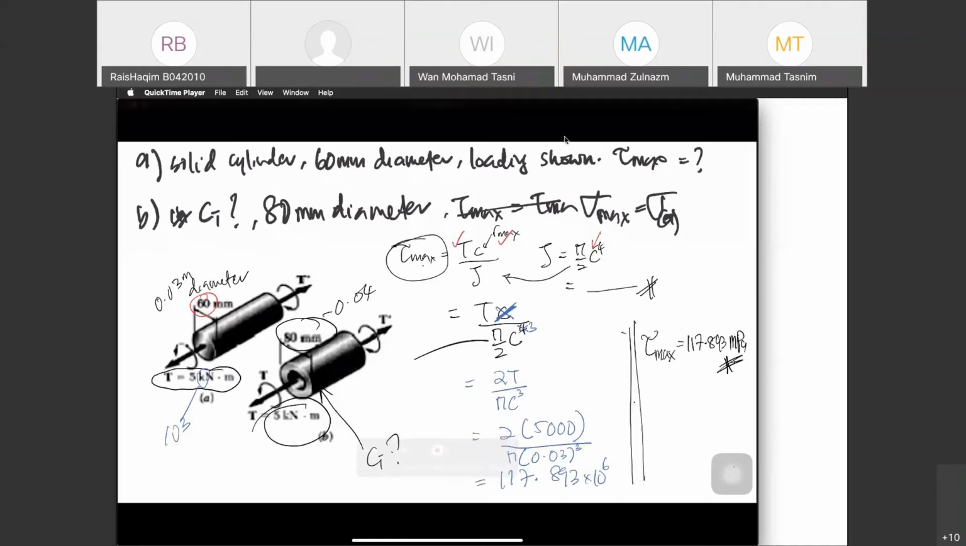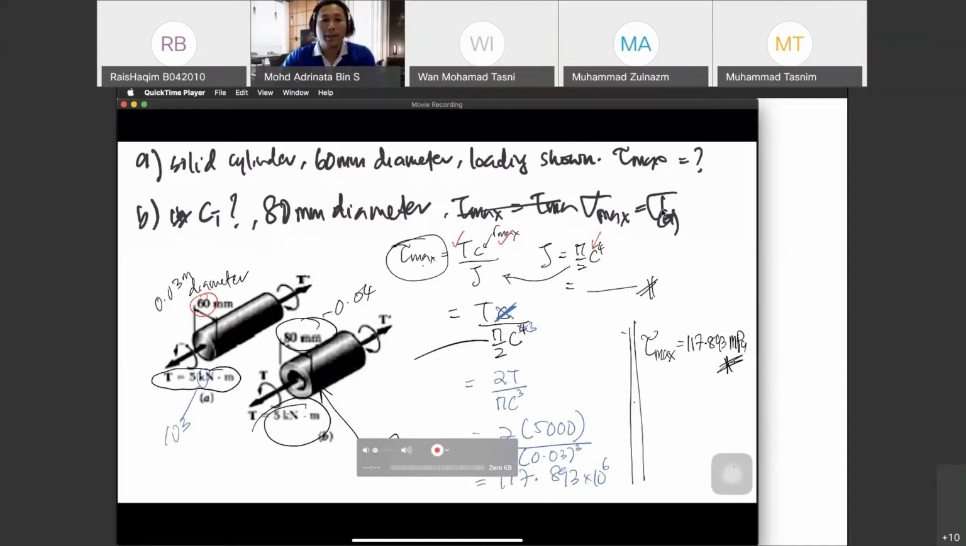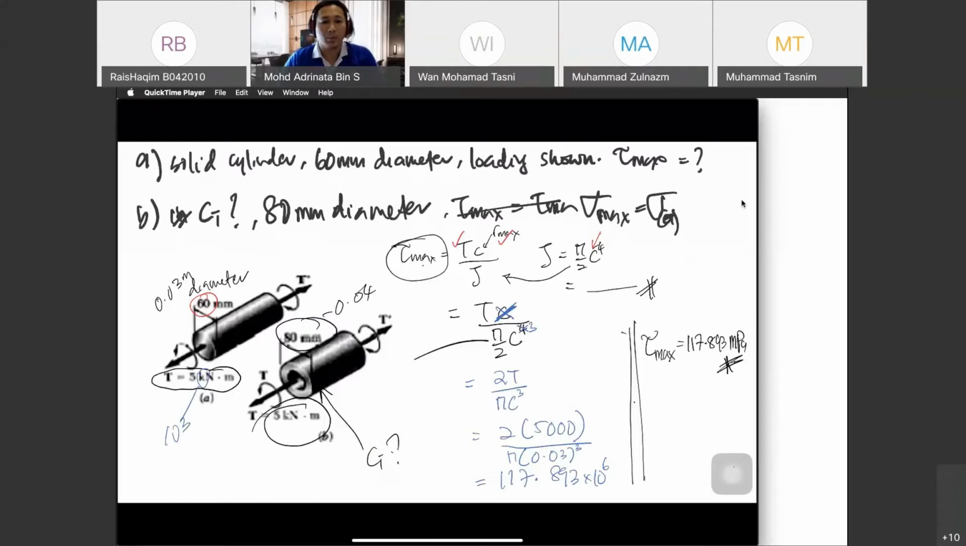Okay, record yang ada ni lah. So yang A tadi, sebab kita baru record, so yang A tadi solid cylinder, 60mm diameter, loading 5 kN meter, cari tahu maximum. So ni soalan dia tadi adalah, maximum stress is the same as in part A. Oh, samalah, shear stress. Okay, so ni bukan normal stress, shear stress lah maksud dia. Okay, T max sama dengan T max dekat A.